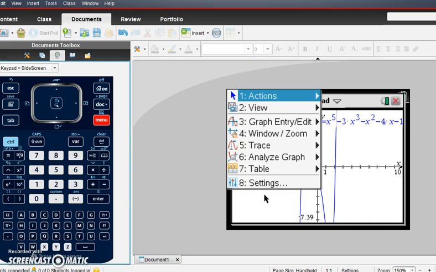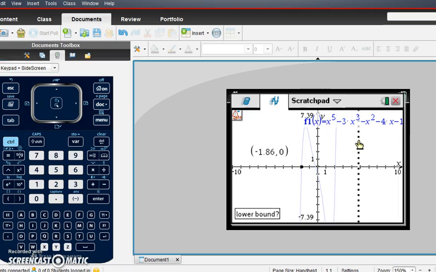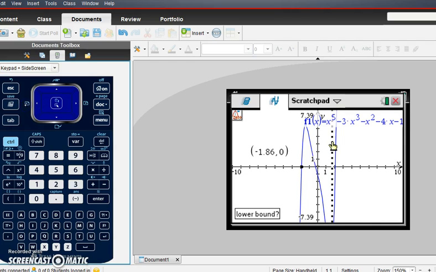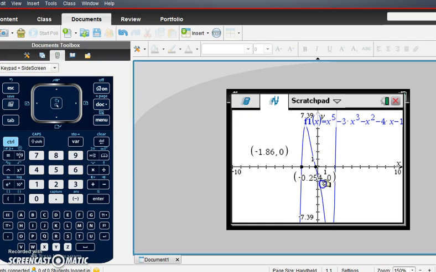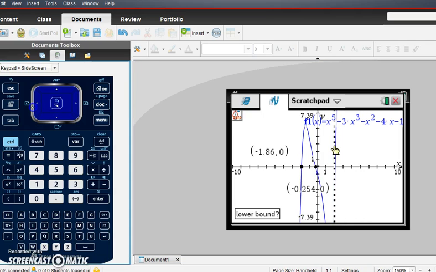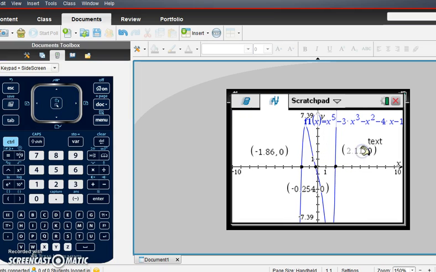I'm going to follow that same process again. Go to the left side, go to the right side. There's my second zero, which is at -0.2540. And then I'm going to do that for the third one. A little bit left, a little bit right, and there's my third zero. So I've got three solutions.